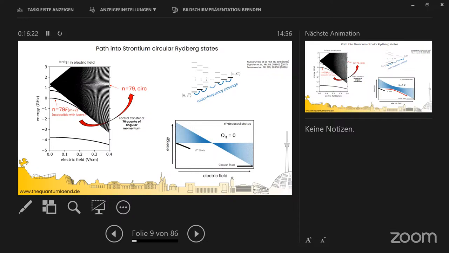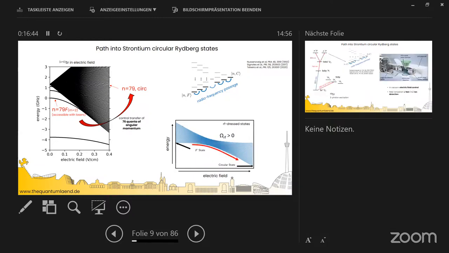So by dressing this manifold with your radio frequency photons, you build a kind of giant multi-level crossing. The ground state of this system, to the left-hand side of the crossing, is the F state, whereas to the right-hand side it is the circular state. If you crank up the radio frequency, you can make that crossing avoided, scan the electric field across this resonance, and bring the F state coherently into the circular state.